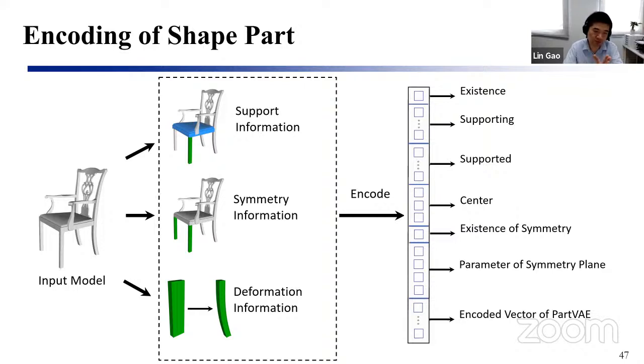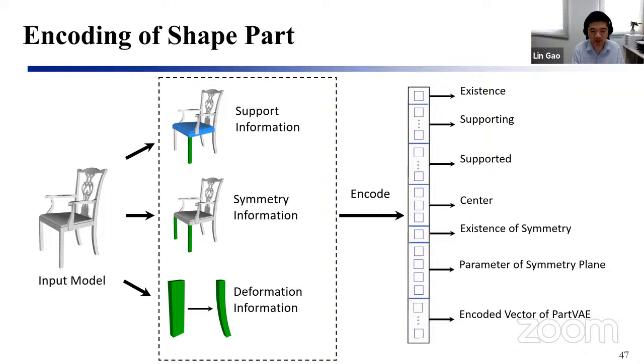And then given each shape, we could get this code. This code is used to encode the input shape, including the existence and the supporting relation: the part is supporting which part, and this part is supported by which part. Also some information of geometry: the center of the geometry, the existence of the symmetry, the parameter of the symmetry plane, and also the geometry detail. The geometry detail is the deformation detail.